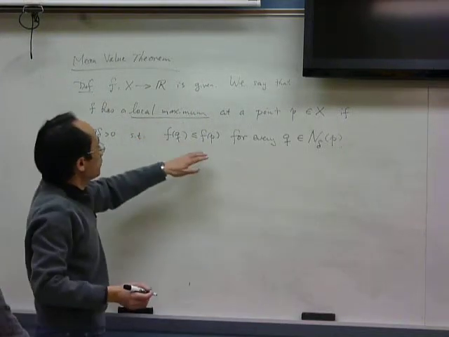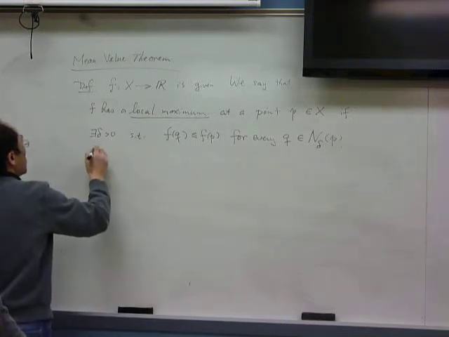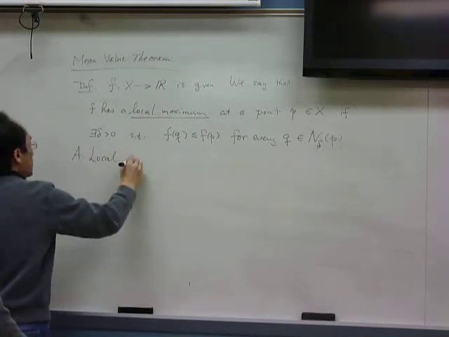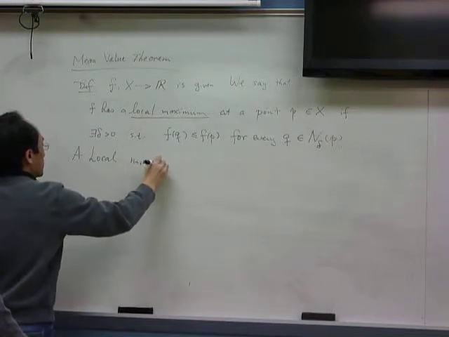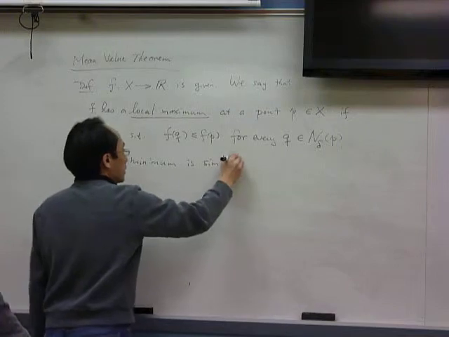A local minimum is similarly defined. That is, f of Q is larger than or equal to f of P.